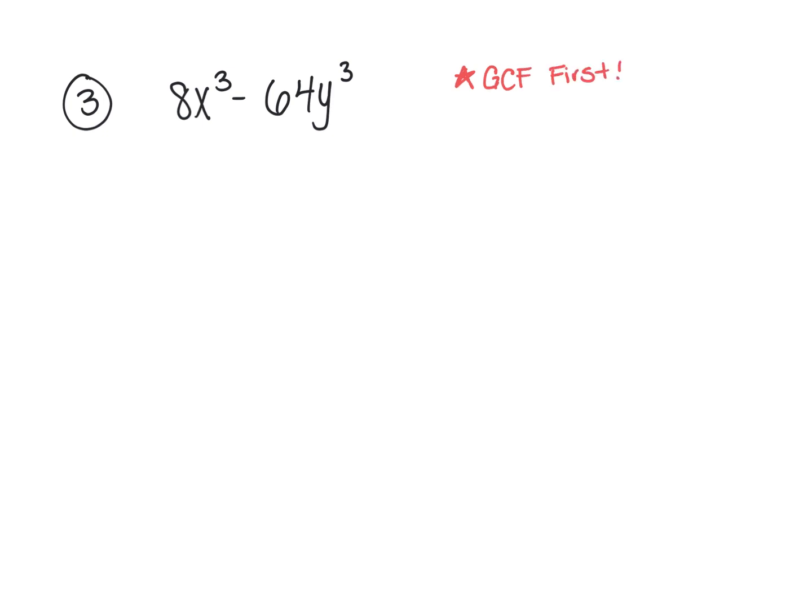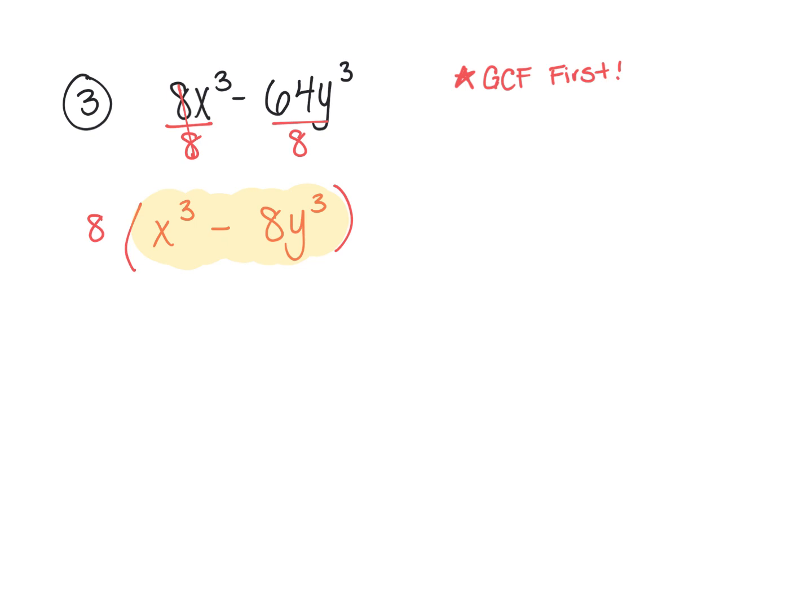Just because it's a perfect cube doesn't mean you shouldn't always check and follow the flowchart. So we actually can divide both pieces by 8. So if I do that, these will cancel, and I'll be left with x to the third minus 8y to the third. So not only did I take out a GCF, but now my inside here, this x to the third minus 8y cubed, is now a difference of two perfect cubes.